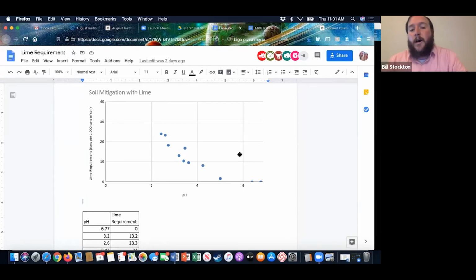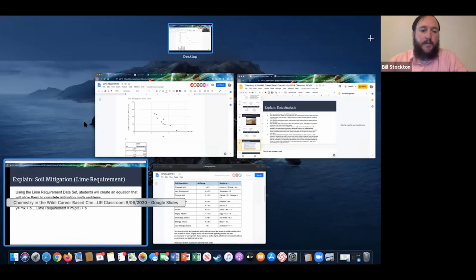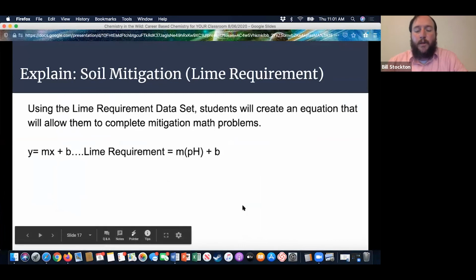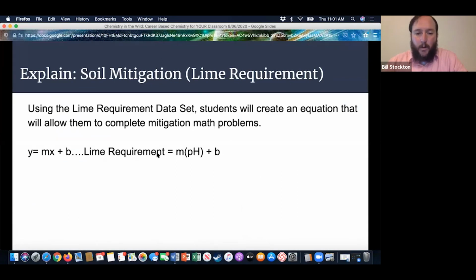So there's obviously going to be some varying answers to this. But if we think about creating that line of best fit, where we'd want to draw that line, I put in the presentation that the easiest way would be to have them think about putting it in slope intercept form, where the y-axis is representing the lime requirement, and the x-axis is representing pH.